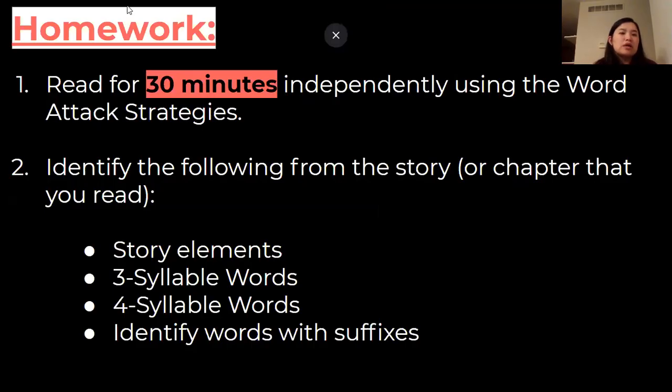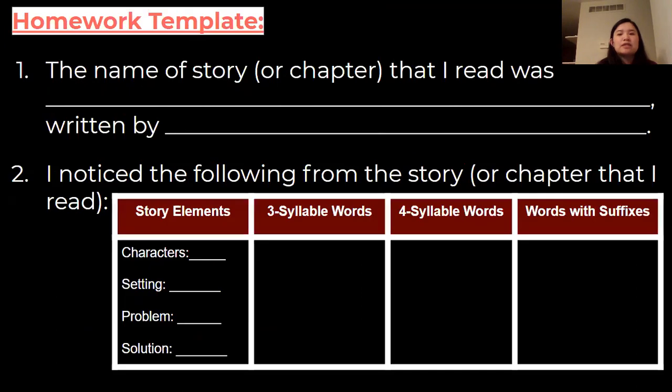All right, this is your homework. You are to read for 30 minutes independently using the word attack strategies. You are then going to identify the following from the story or chapter that you read. So you have to think of the story elements, the 3-syllable words, 4-syllable words, and identify words with suffixes. This is the homework template, by the way, and then I'm going to show you the example. So the homework template in your student binder, you're going to write the name of the story or chapter that you read, who the author was, and then you have to say what you noticed. Look at the chart. There are 4 components in the chart: story elements, character, setting, problem, solution, 3-syllable words, 4-syllable words, and words with suffixes.